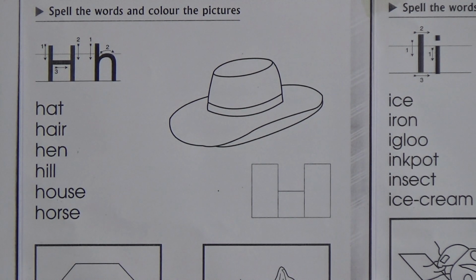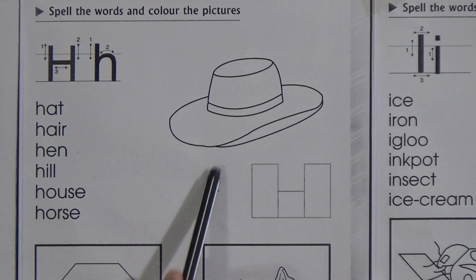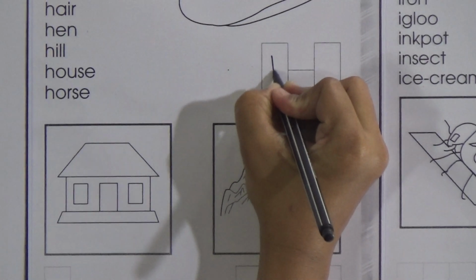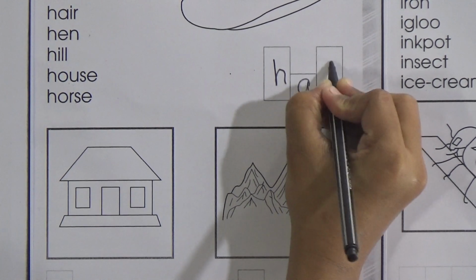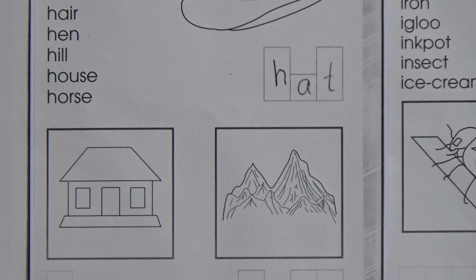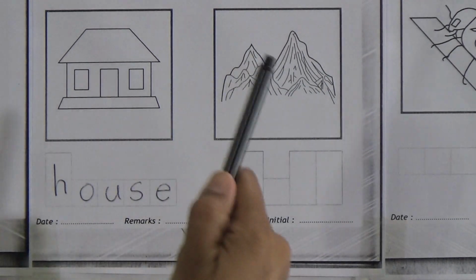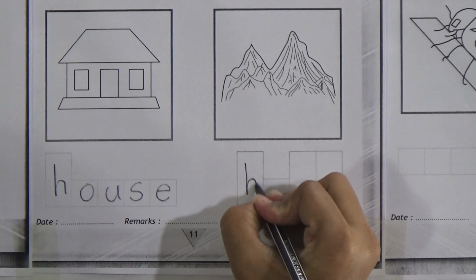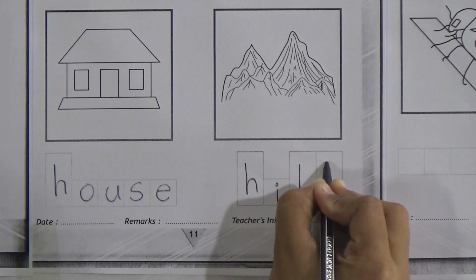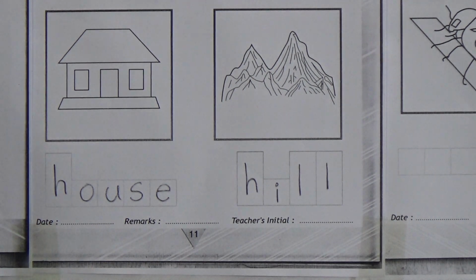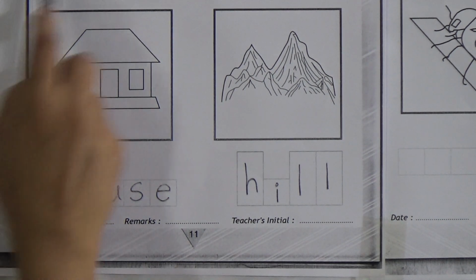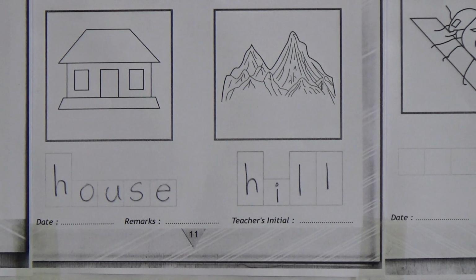So, look at the first picture. What is this? This is the picture of a hat. H-A-T, hat. And the next picture, what is this? This is the picture of a house. H-O-U-S-E, house. And this is the picture of hill. H-I-L-L, hill. So, your H for hat, house, hill.